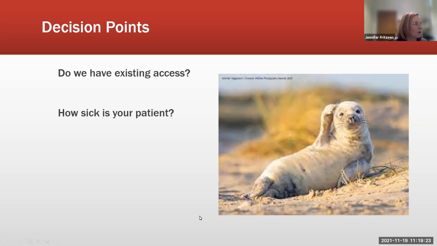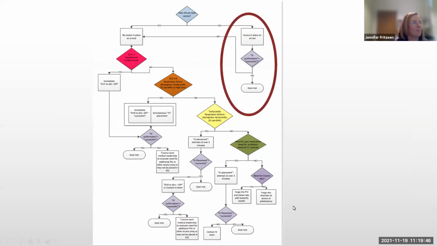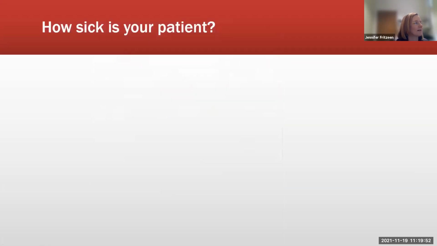So the second question we're going to ask is, how sick is your patient? Well, to answer that, we put together this very convoluted, very busy slide that you're seeing that asks basically four questions to get to how bad do I need access and what is the best mode of obtaining that access in my patient within a 3-minute time frame. Now, like I said, if you have access in place, you've already met the goal. So these are kids without access.